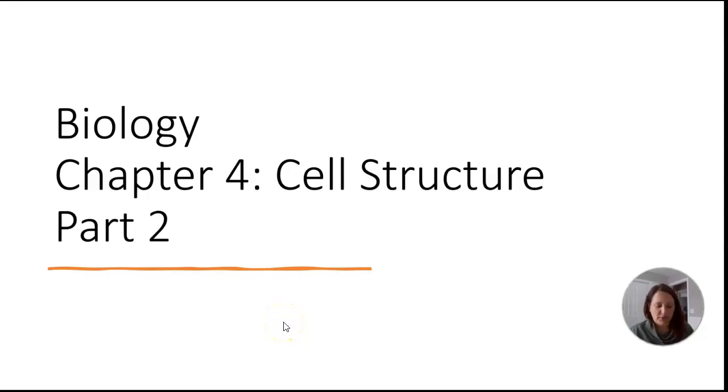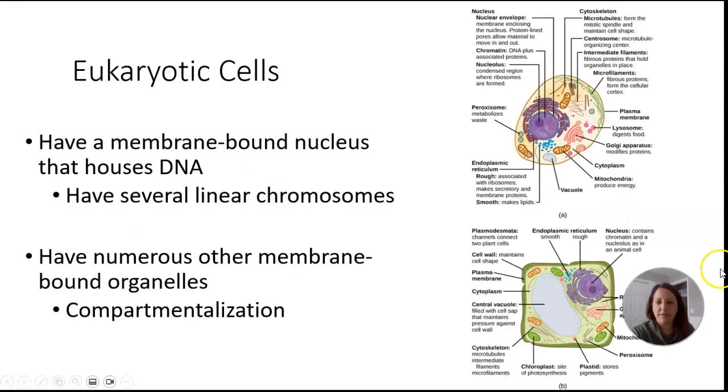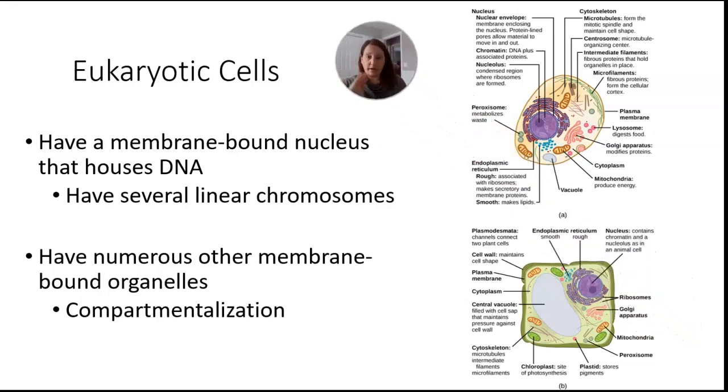Okay, so this is chapter 4, part 2. Again, we're talking about cell structure, and our focus really for the rest of the chapter is going to be on eukaryotic cells. And so when you hear eukaryotic cells, I want you to think eukaryotic organisms. So this is the domain Eukarya, which includes all plants, all animals, all fungi, and all protists.